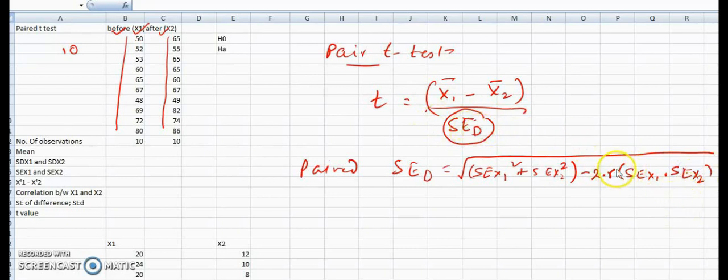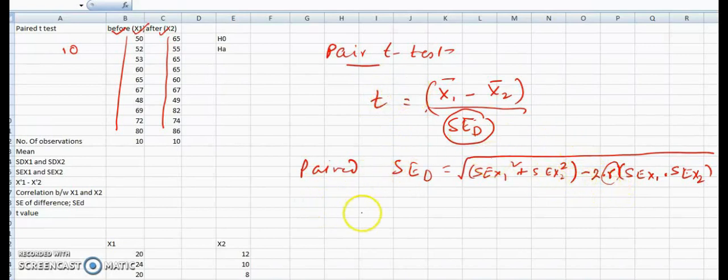Because here a correlation factor is included. Because this is correlated, a single group is there, and whether the training has a positive effect or negative effect, whether it is positively correlated or negatively correlated, the correlation factor is important. As the correlation increases, the t-value will decrease. So this is very important in case of a paired t-test.